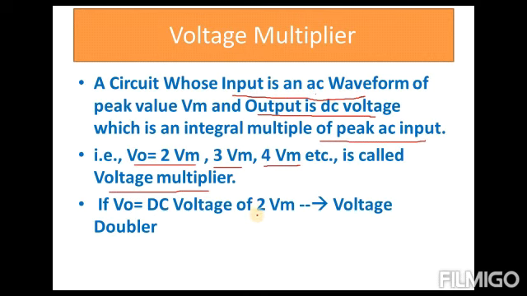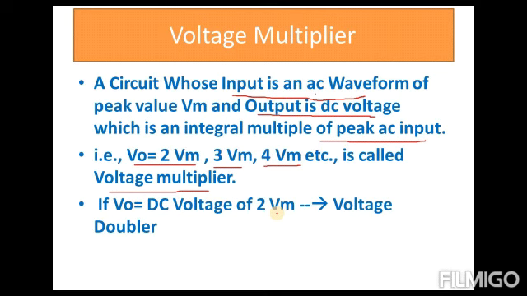If V0 equals a DC voltage of 2Vm, then it is called a voltage doubler. Similarly, V0 equal to a DC voltage of 3Vm is called a voltage tripler. V0 equal to a DC voltage of 4Vm is called a voltage quadrupler.